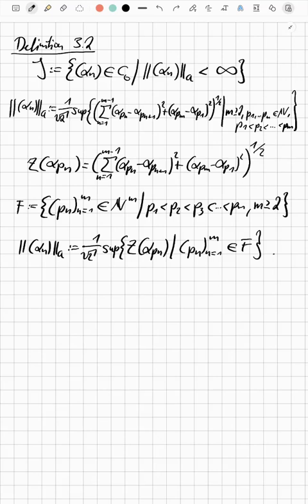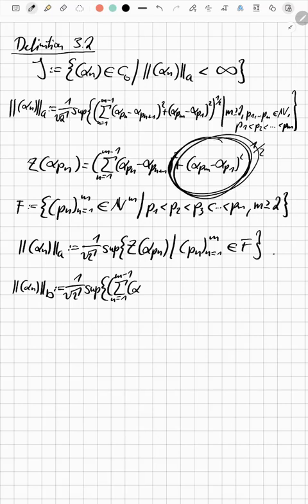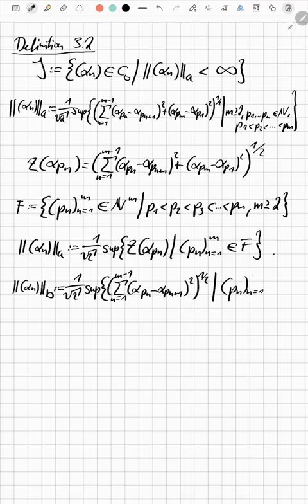First, however, I will also define this alternative norm, which we will denote with a small b down here, and it will look very similar to the other norm. However, here we will not take these Z's, for we will drop this part right here. This will fall away. So we only have alpha pn minus alpha pn plus 1 squared, and then all of that in the square root, but we still take all of these finite subsequences right here.